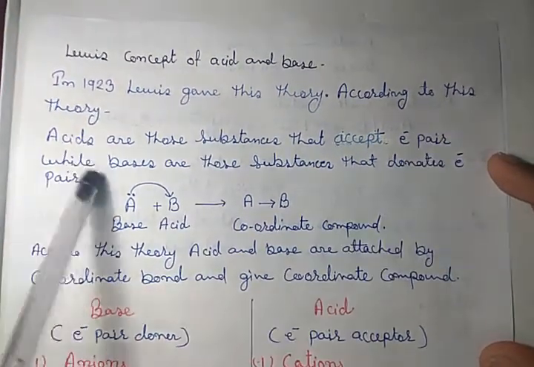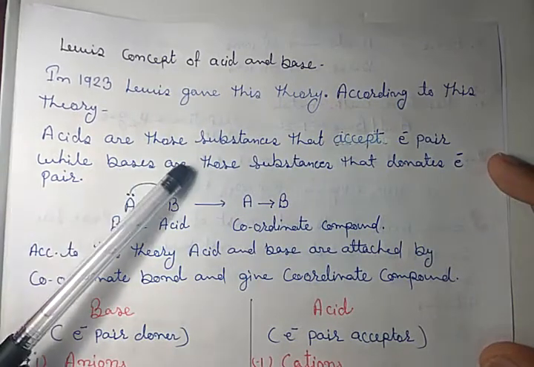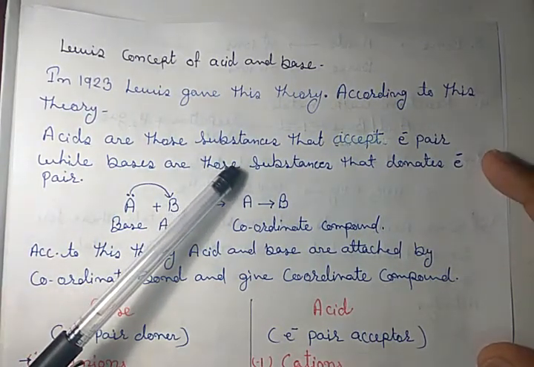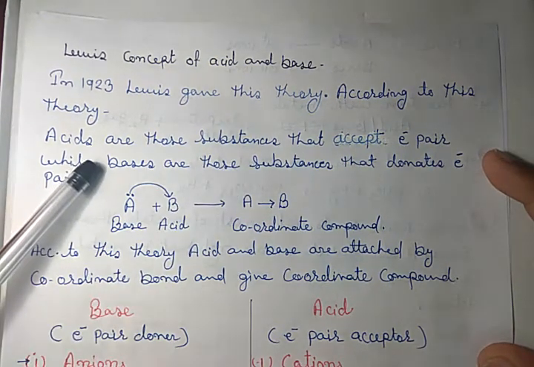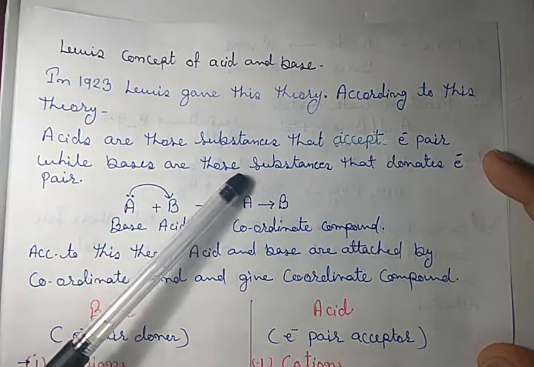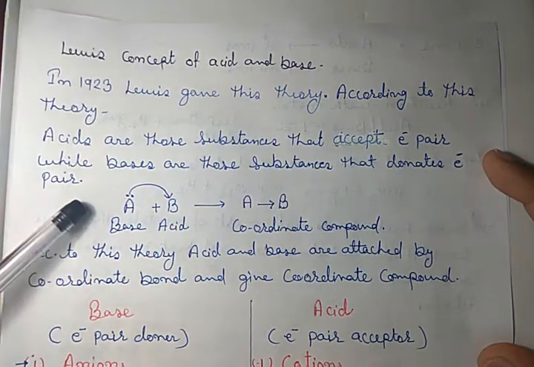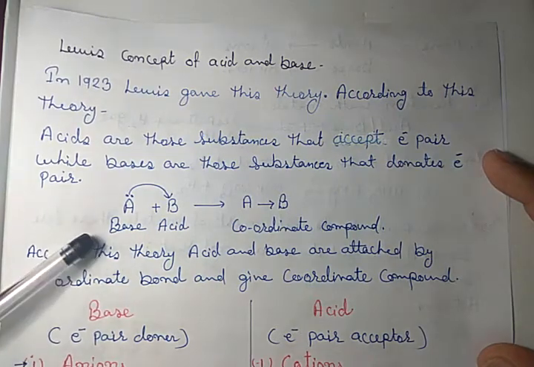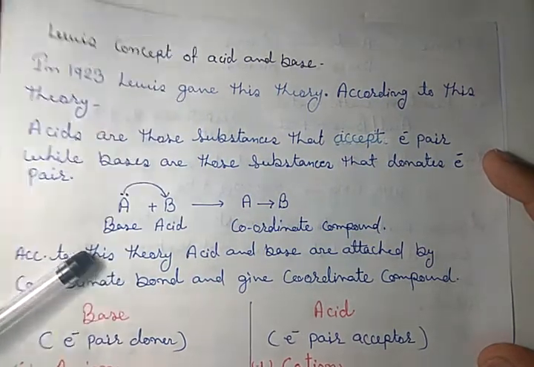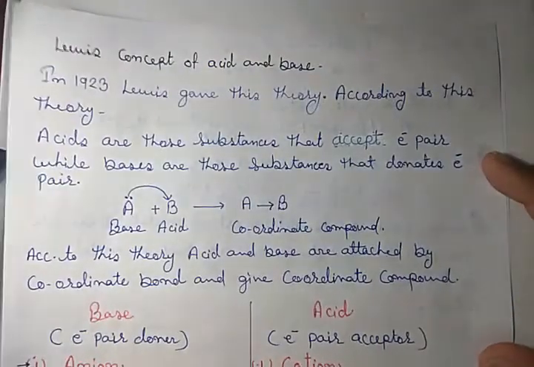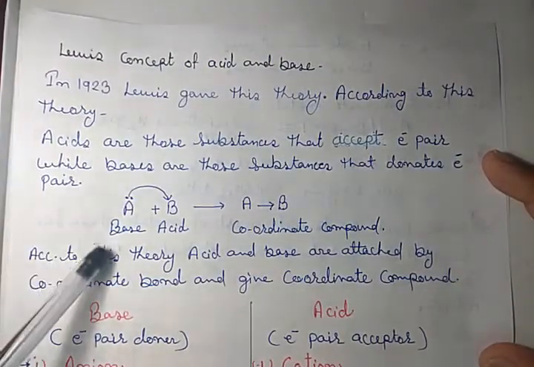According to this theory, acids are those substances that accept electron pair, while bases are those substances that donate electron pair. That means electron acceptors are acids, electron donors are bases. Okay, to understand it, there is an example here.